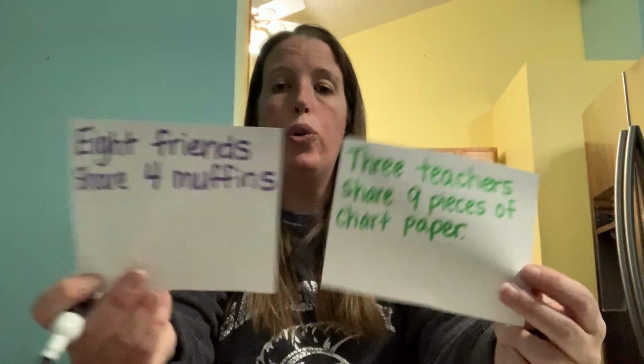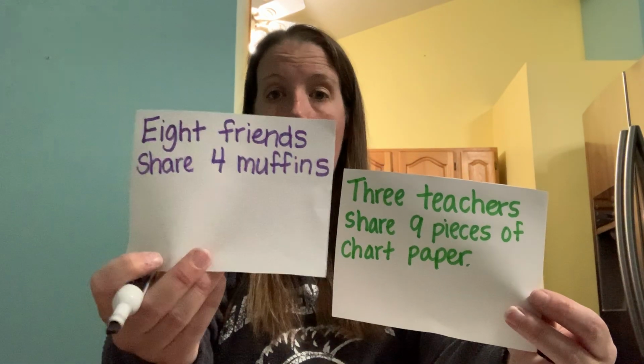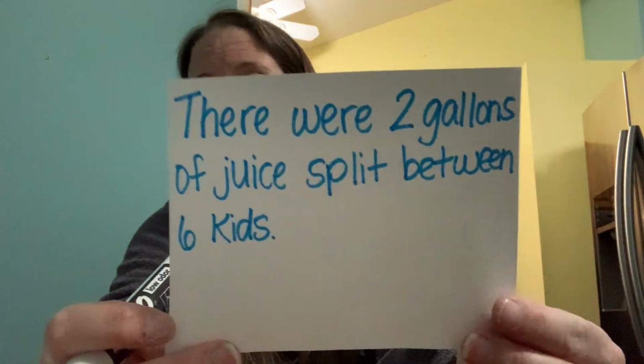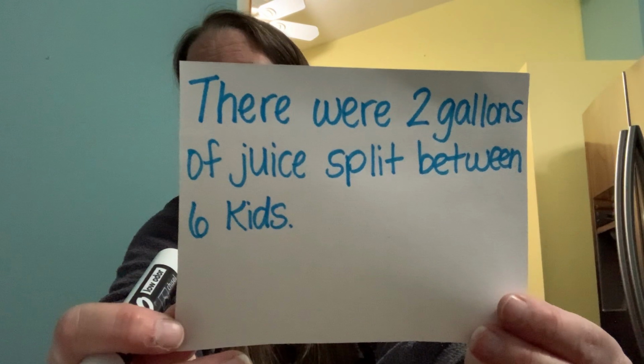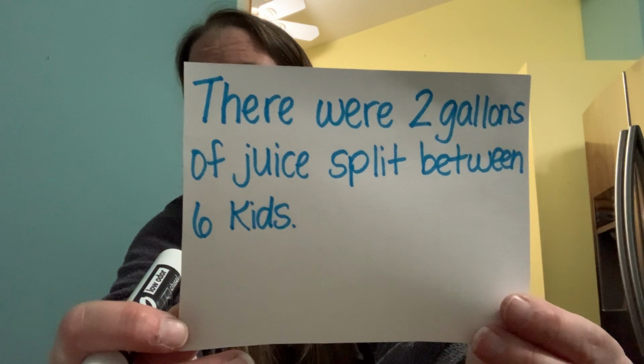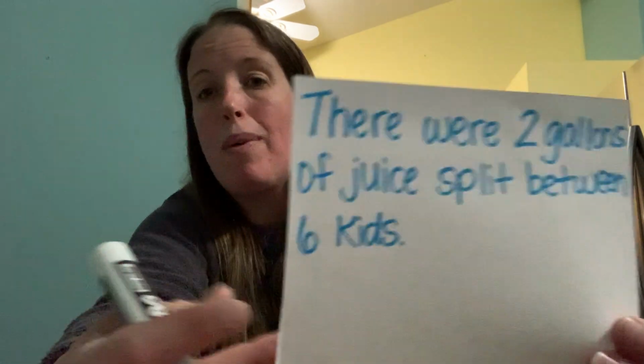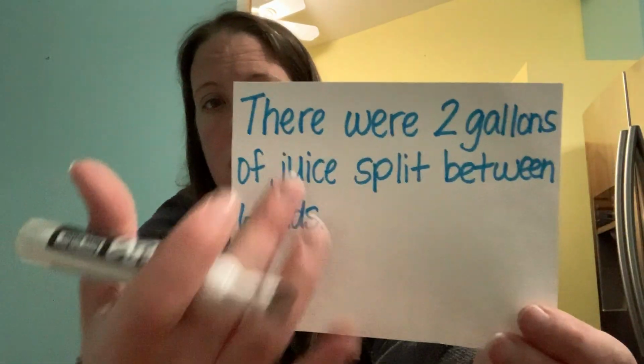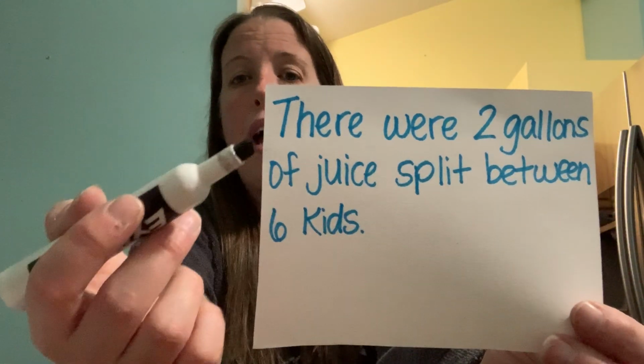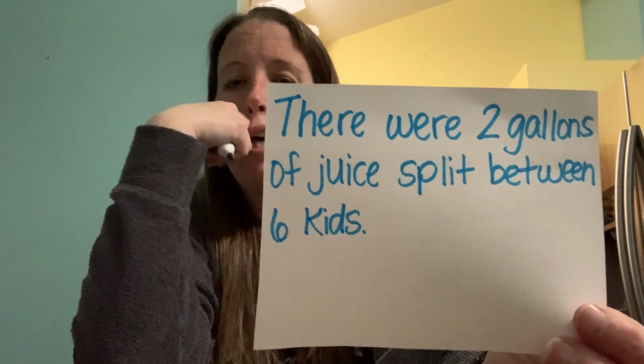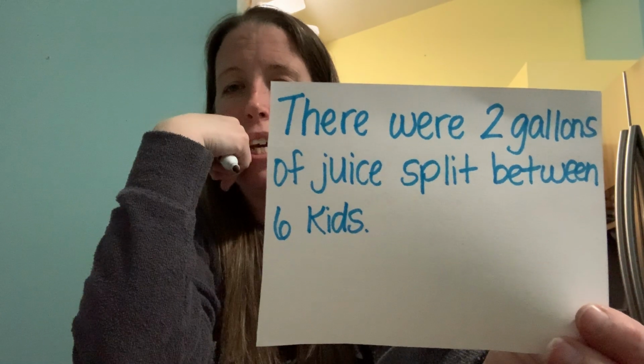All right, now let's mix things up again a little bit. In these 2 questions, I had my who first. Who? 8 friends. Who? 3 teachers. Well, look here. For this question, it says there were 2 gallons of juice split between 6 kids. So I didn't use the word share, but split means share. So I have 2 gallons of juice and 6 kids.